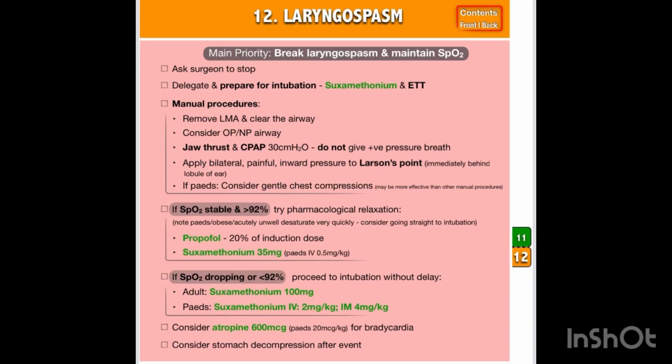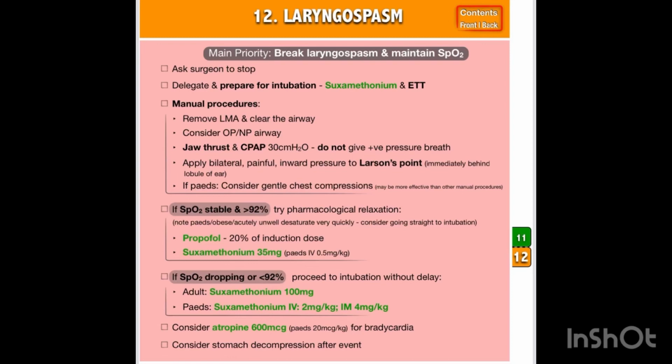Consider an OP or NP airway, like an oral pharyngeal airway or nasal pharyngeal airway, and jaw thrust and CPAP at 30 centimeters of water, and do not give positive pressure breaths. Apply bilateral painful inward pressure to the Larson point just behind the earlobe. If pediatric, consider gentle chest compression. And if SpO2 is stable above 92%, try pharmacological relaxation.